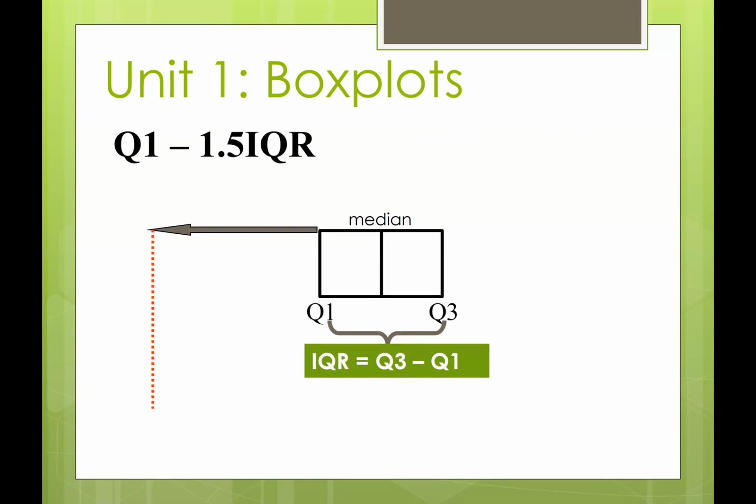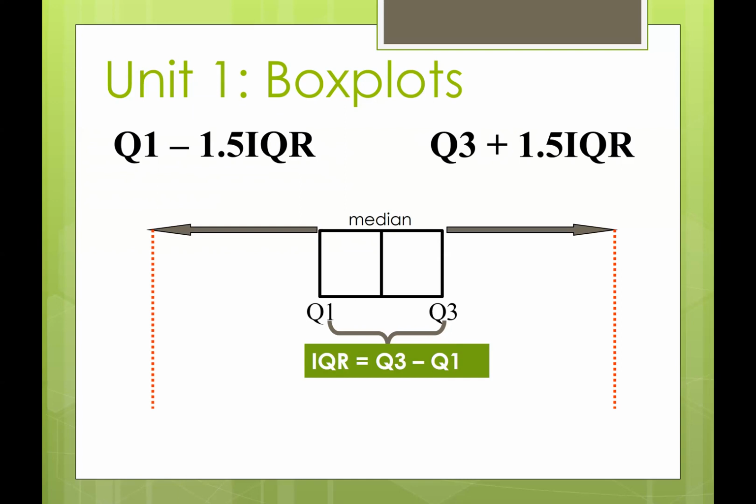Then I figure out what my fences are. To figure out what my fences are, I do Q1 minus 1.5 times the IQR.